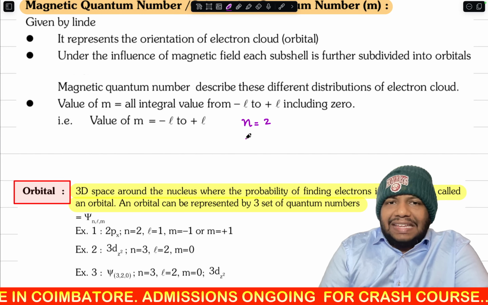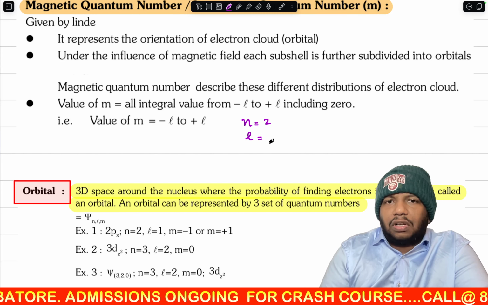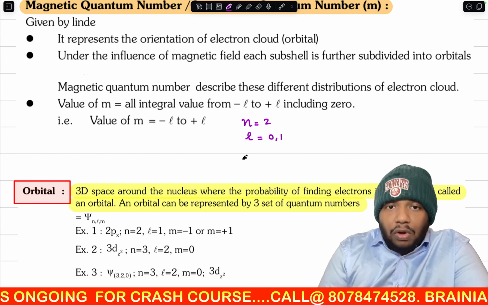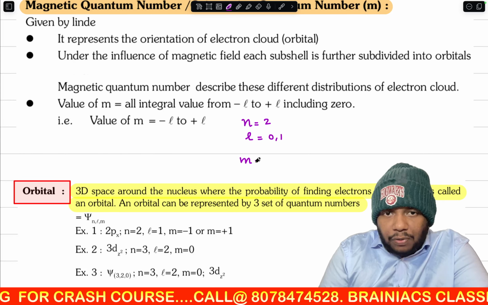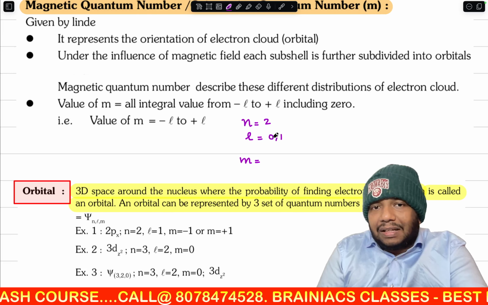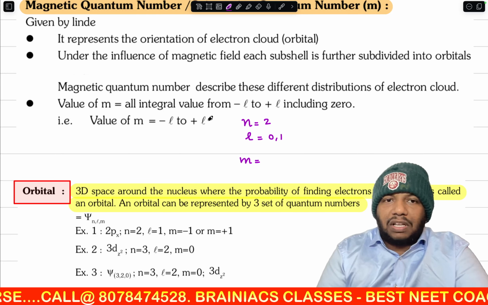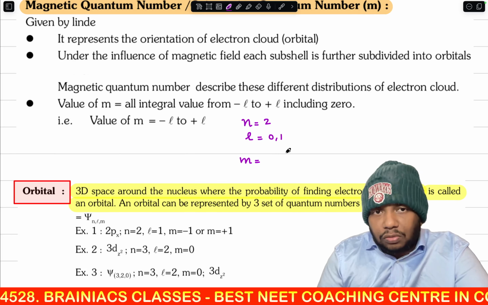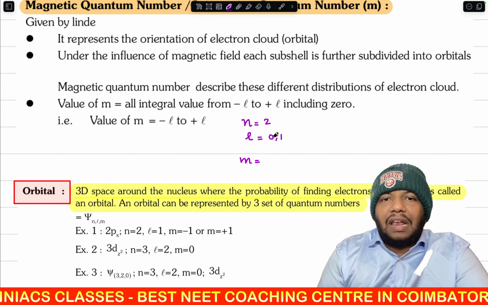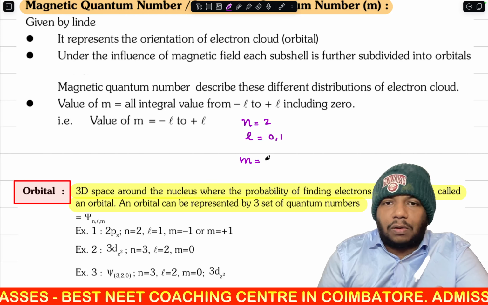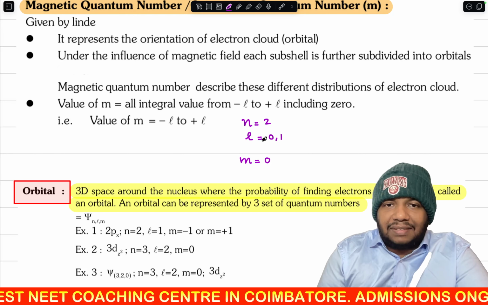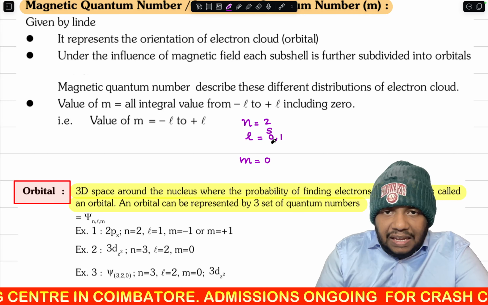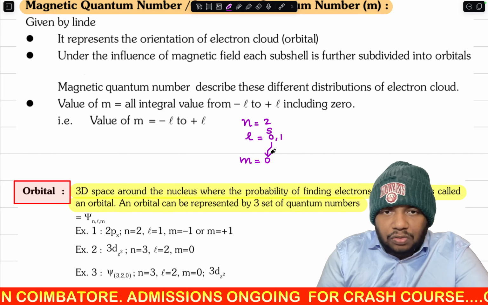Now you know that L can take the values 0 to n minus 1, so 0 and 1 are possible. If you want to find M, first take L as 0 individually. What are the possible values of M? Minus L through 0 to plus L. Here L is 0, so minus 0 and plus 0 will always be 0. So for the s subshell, only the M value 0 is possible.